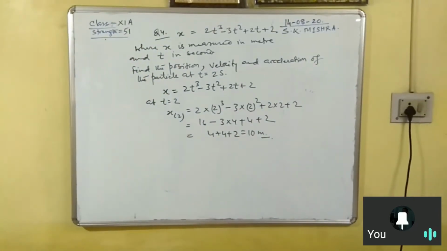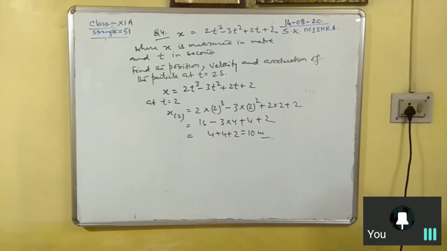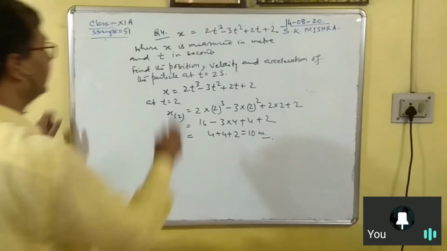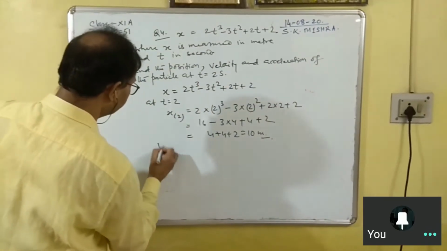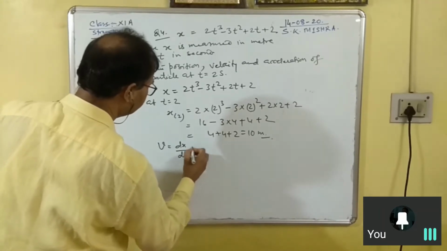10 meter. So the position of the particle at the end of 2 seconds is 10 meter. Now to find instantaneous velocity, v, which is dx by dt, the rate of change of displacement.